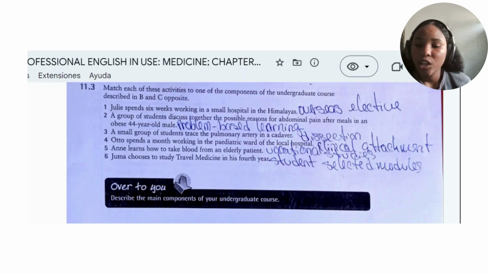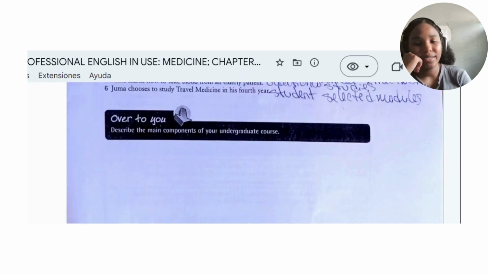Vocational studies. Juma chose to study travel medicine in his 4th year: student-selected modules.